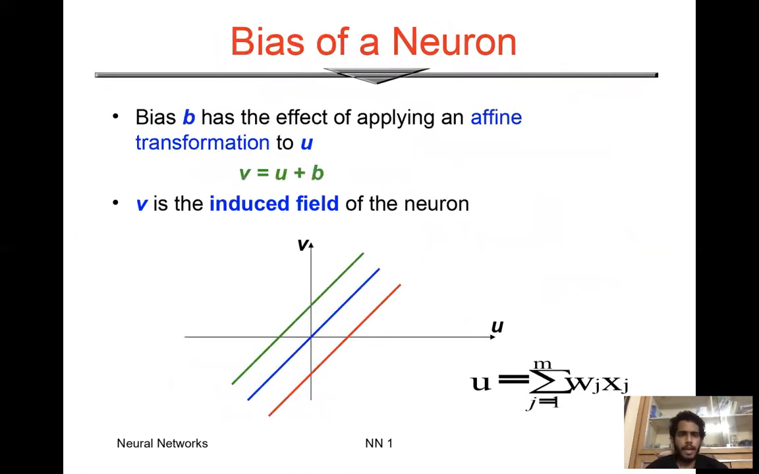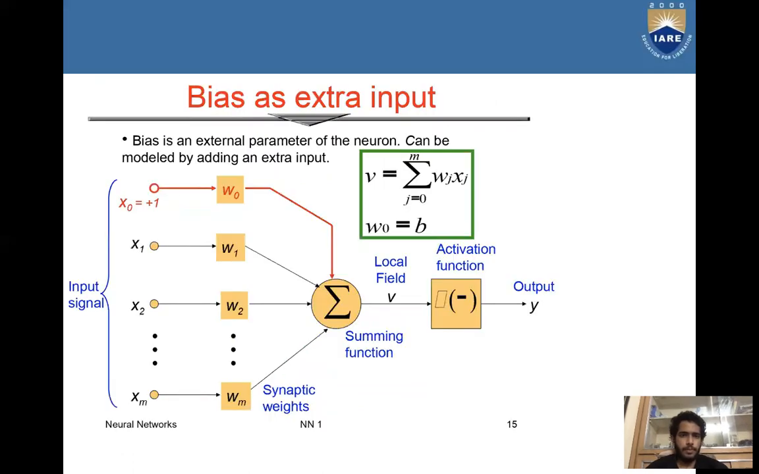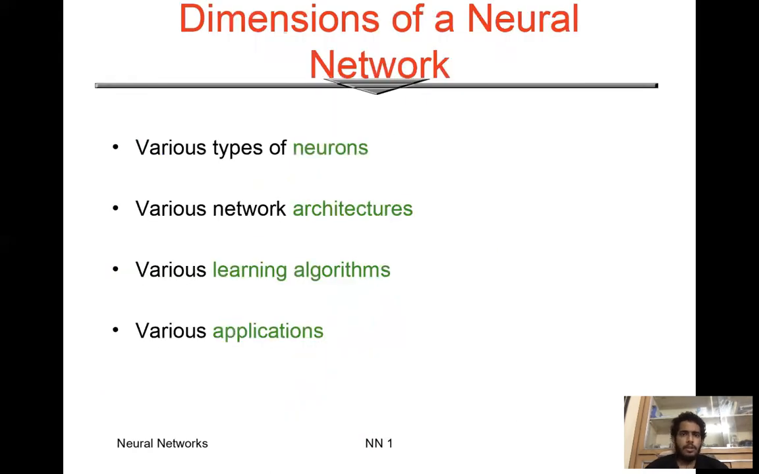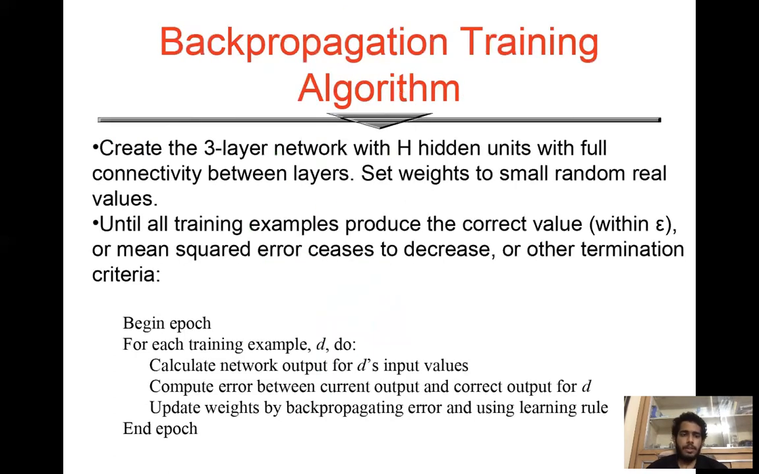Now, bias b has the effect of applying an affine transformation to u. v is the induced field of the neuron. Bias is an external parameter of the neuron and can be modeled by adding an extra input, denoted by w naught. Now, the dimensions of neural networks: various types of neurons, various network architectures, various learning algorithms, various applications.